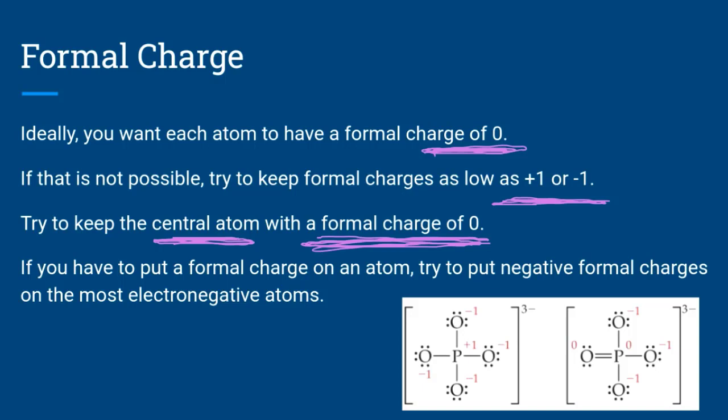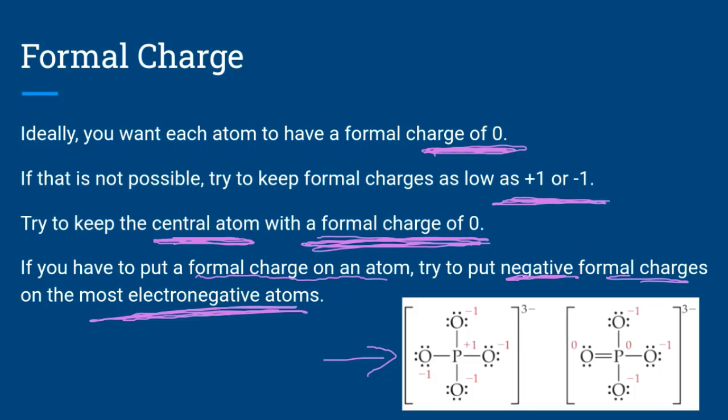So if you have to put a formal charge on an atom, try to put negative formal charges on the most electronegative atoms. So here, in both of these options, we see that we have to put a formal charge somewhere. So we have to decide which atom should I put a formal charge on. And according to these rules, the central atom should have a formal charge of 0. And so which structure is the best in this scenario? Is it going to be the one on the left or the one on the right?